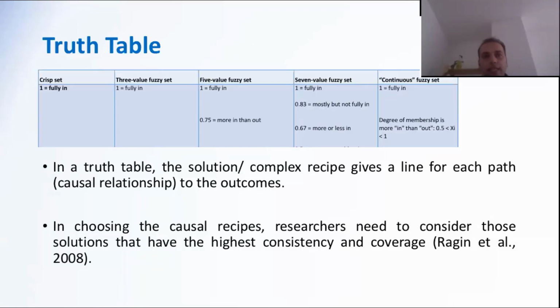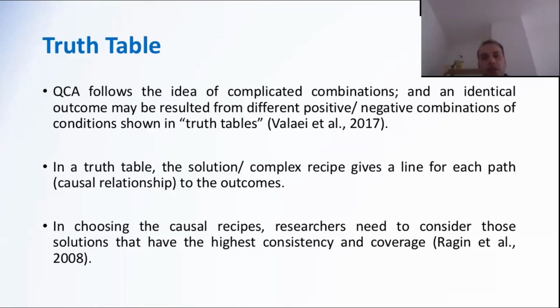Okay, the next step in fuzzy sets is the truth table, and QCA follows the idea of complicated combinations, and an identical outcome may result from different positive or negative combinations of conditions shown in truth tables. So the truth table includes the reasonably feasible combinations or configurations of causal recipes or solutions and the outcome related to each combination.